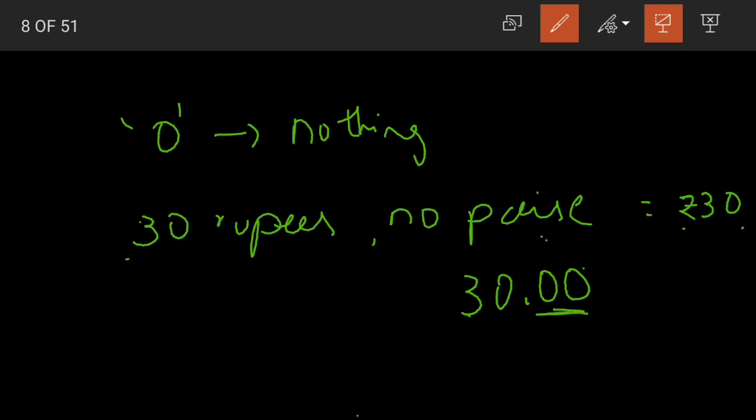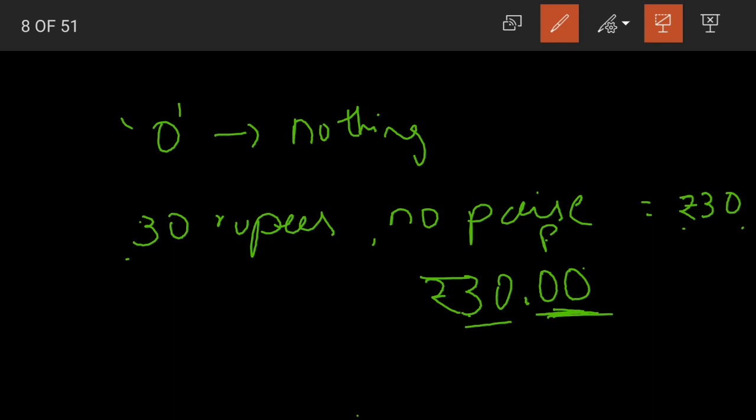This is the place for paise, right? After the point we write paise. But as we do not have any paise in the given problem, we are writing 2 zeros. So this will be read as 30 rupees or 30 rupees and 0 paise.